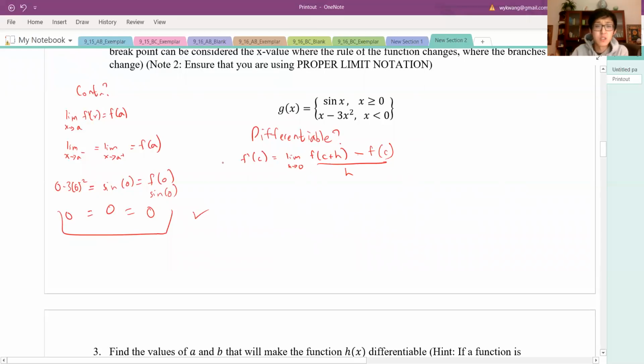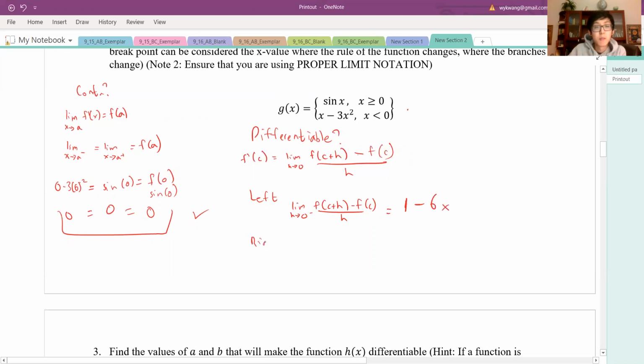So we're actually looking at this from two sides. So going from the left again, right? For this limit to exist, they must equal each other. From the left, the limit as h approaches 0 from the left of f of c plus h minus f of c over h is just the derivative from the left. Well, when we're coming from the left, again, we're using this function, right? What is the derivative of this? Well, let's do power rule. So we have 1 minus, we're bringing the 2 down, so it's going to be minus 6x, right?